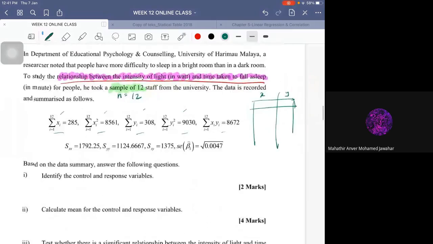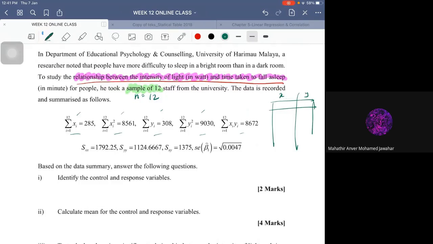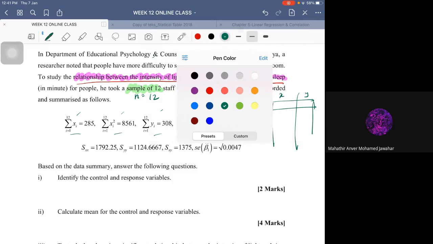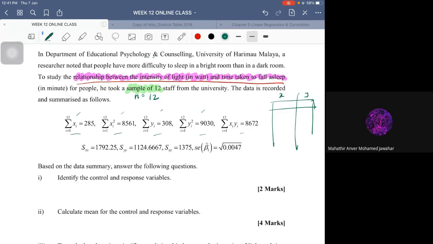Okay, first of all, let me ask you for this case, what is going to be our x and what is going to be our y variable? Let's start with the x variable. When you read this particular statement, which one do you think is going to be our x variable?